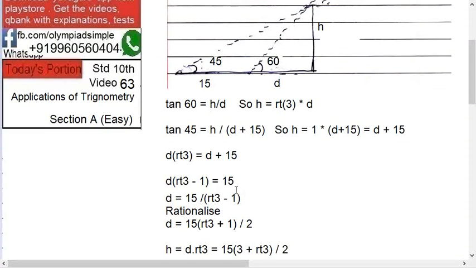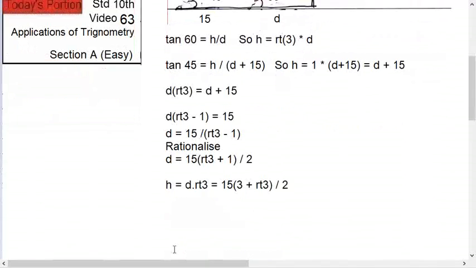Now rationalize this. Means what? Multiply with the opposite: same numbers, same radicals and opposite sign. So d equals 15 into root 3 plus 1 upon, this will be what? Root 3 square minus 1 square, that is 3 minus 1, 2, right? Therefore h will be what? d root 3, that's what we have found out above. So d root 3 means 15 root 3 plus 1 upon 2 into root 3. So multiply root 3 inside.